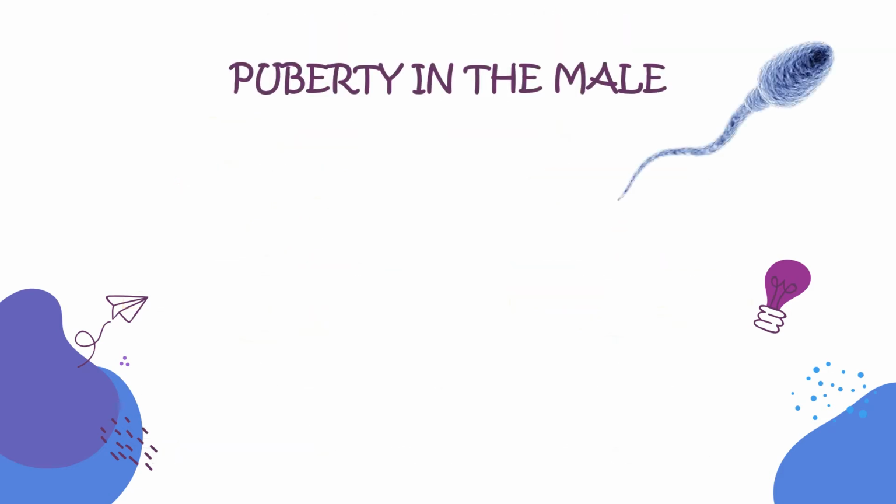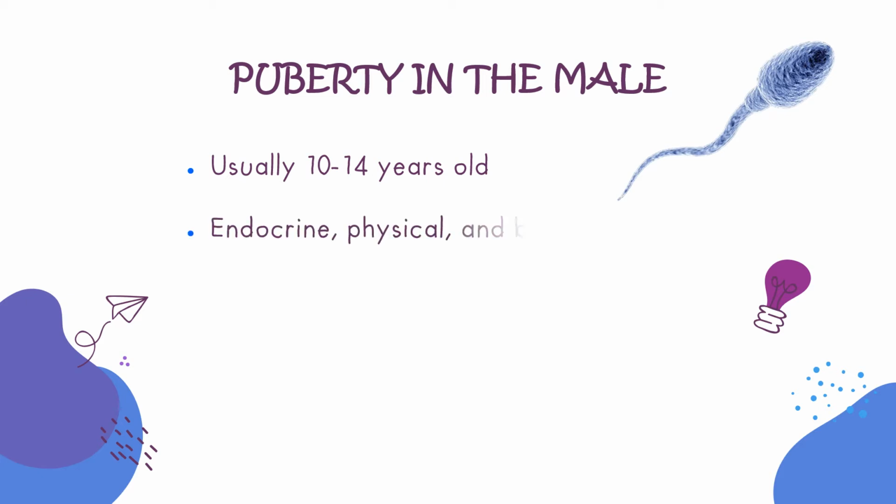The functions of the androgen at puberty in the male, usually at the age of 10 to 14 years. So it plays an important role in the endocrine growth, physical growth, and also the behavioral growth. So the Leydig cells here wake up and it peaks at this time.